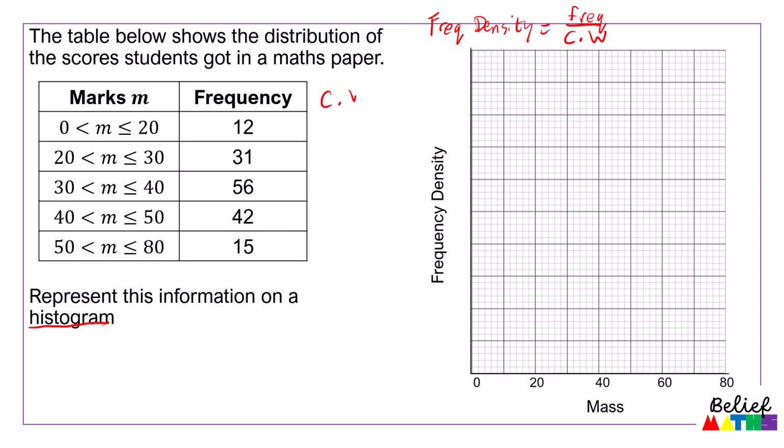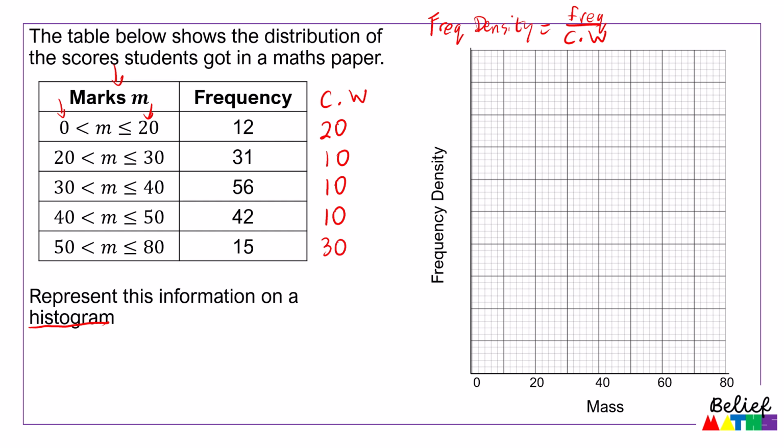Well, our class width, no matter what it says, whether it says marks, whether it says height, whether it says mass, they're called our classes because it's where our intervals are. Our class width is just the difference between the smallest value and the highest value. So in this case, our class width is 20, the second one is 10, the third one is 10, the fourth one is 10, and finally the last one is 30.